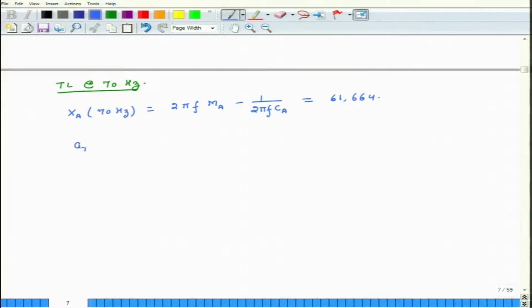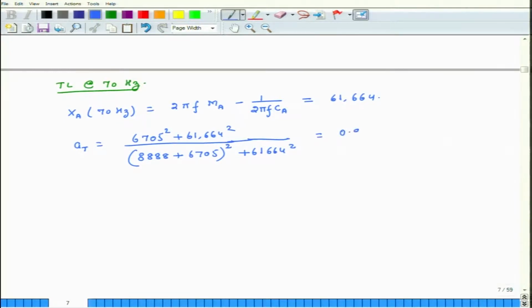So, AT equals 6705 square plus 61,664 square divided by 8888 plus 6705 whole square plus 61,664 square. Okay. So, this comes out to be 0.951.